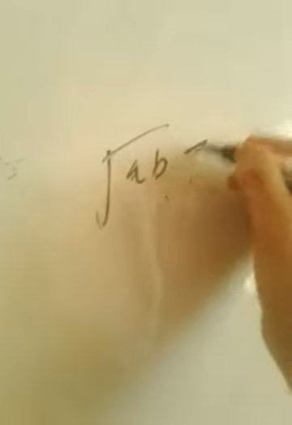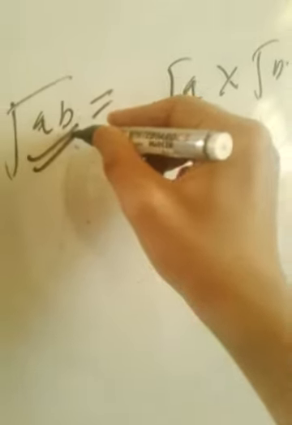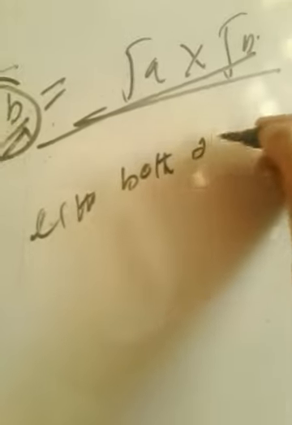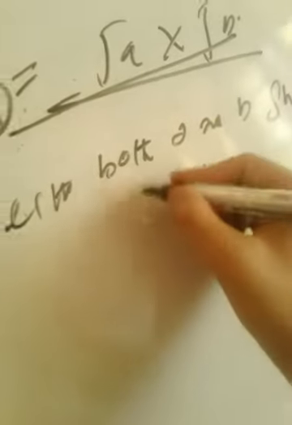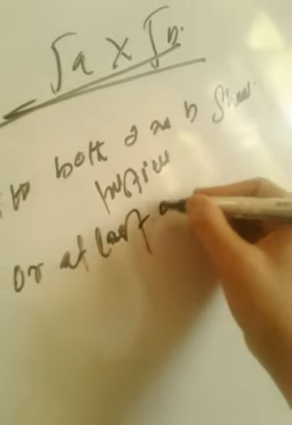One of the most important questions in this chapter was that root of AB equals root A into root B holds when, the options were, both are negative, both are positive, or at least one of them is positive. Remember this: this equation holds only if both A and B are positive, or at least one of them is positive. So this question was marked wrong by all of you.